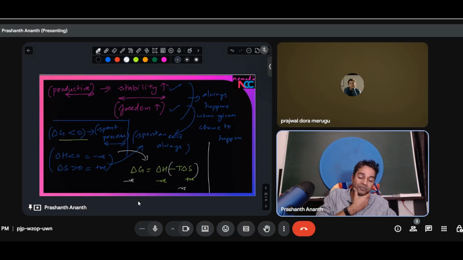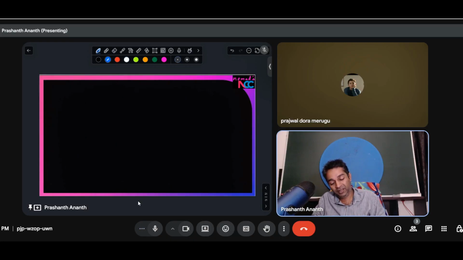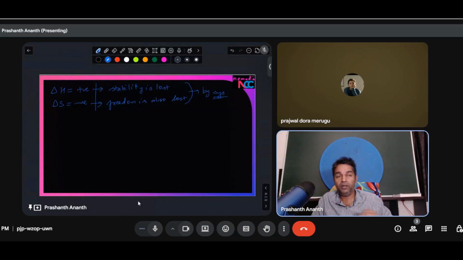Now let us look at the last one over here. If I am going to be having delta H being positive and delta S is going to be negative, what is this kind of a process? In this, stability is lost. And freedom is also lost by the system. What is the idea over here? This kind of a process is basically something which is going to be never accepted.